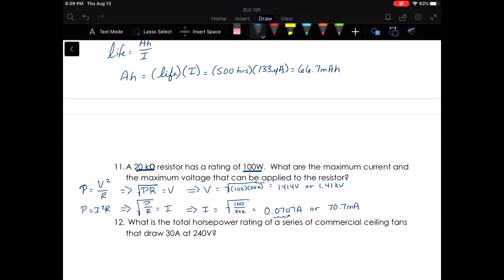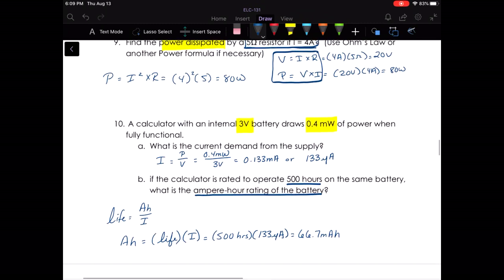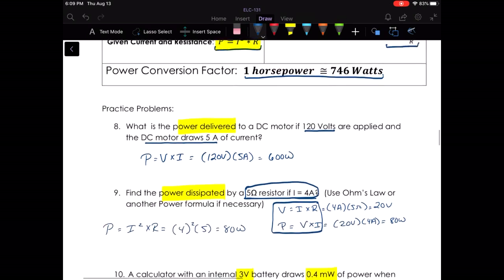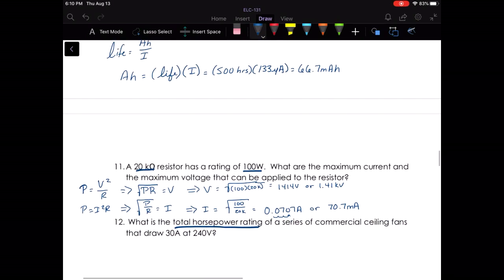Okay, so in this next problem, what is the total horsepower rating? Now, horsepower we haven't talked about, but horsepower is the same thing as power, and we'll just use a conversion factor. It's just a different way of saying power. So 1 horsepower is approximately equal to about 746 watts. So we're going to work this problem just like any other, and we're going to find the power in watts first.